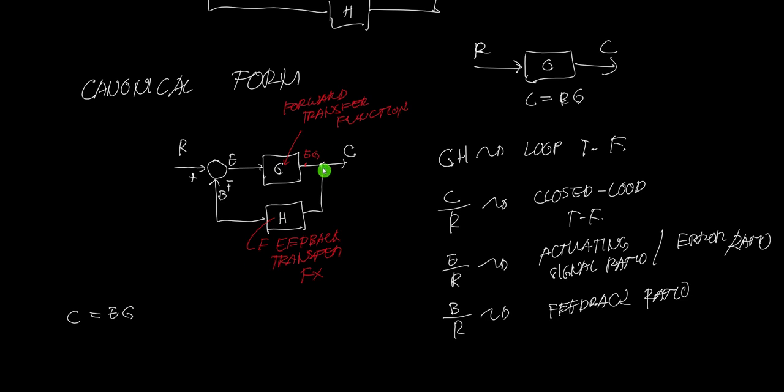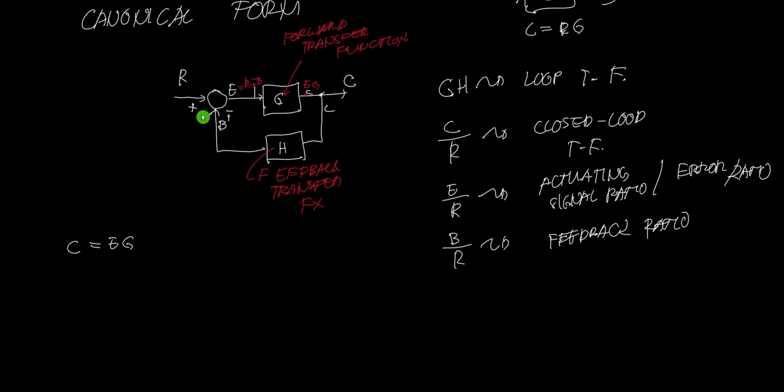And this is a take-off point, so they are the same. This is C also, they are all equal. But E, what is E? E is just equal to the sum of the input R and the feedback signal. So this is minus plus, so E is just equal to R minus plus B. We can substitute that, so this will be R minus plus B times G.